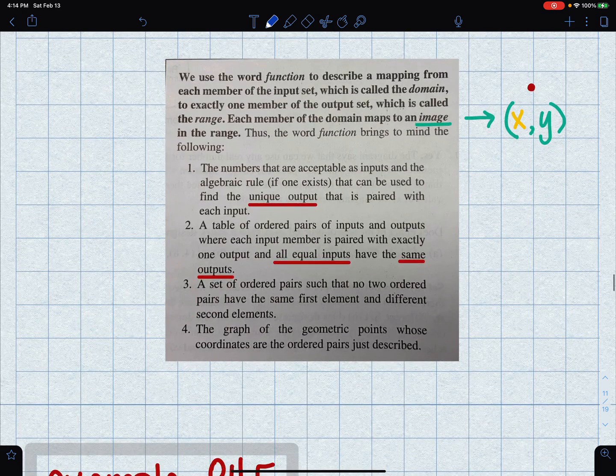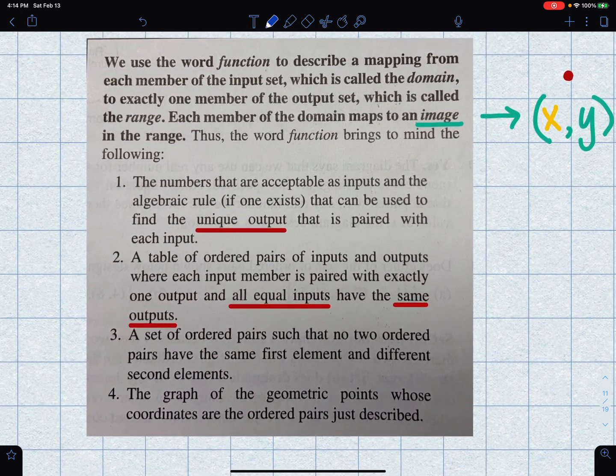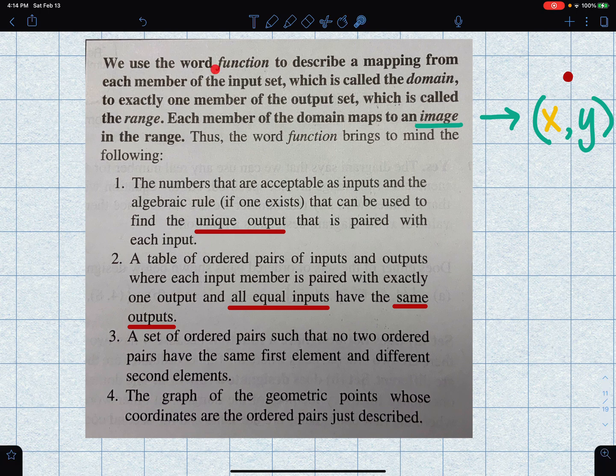All right, now this was in the book, so let's go through it and make sure that we understand it. We use the word function to describe a mapping. So when they say mapping, that means there's a specific x and a specific y. It's a mapping from each member of the input set. So every time you put in an x, it spits out a y. The input set is called the domain, and it gets you exactly one member of the output set, which is called the range. There's one y for every x, okay?